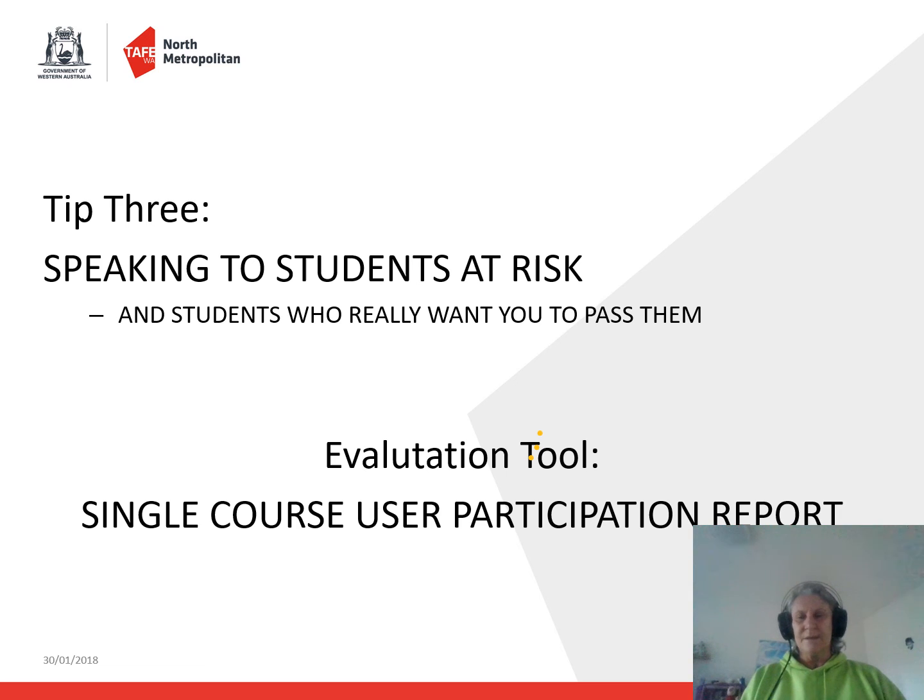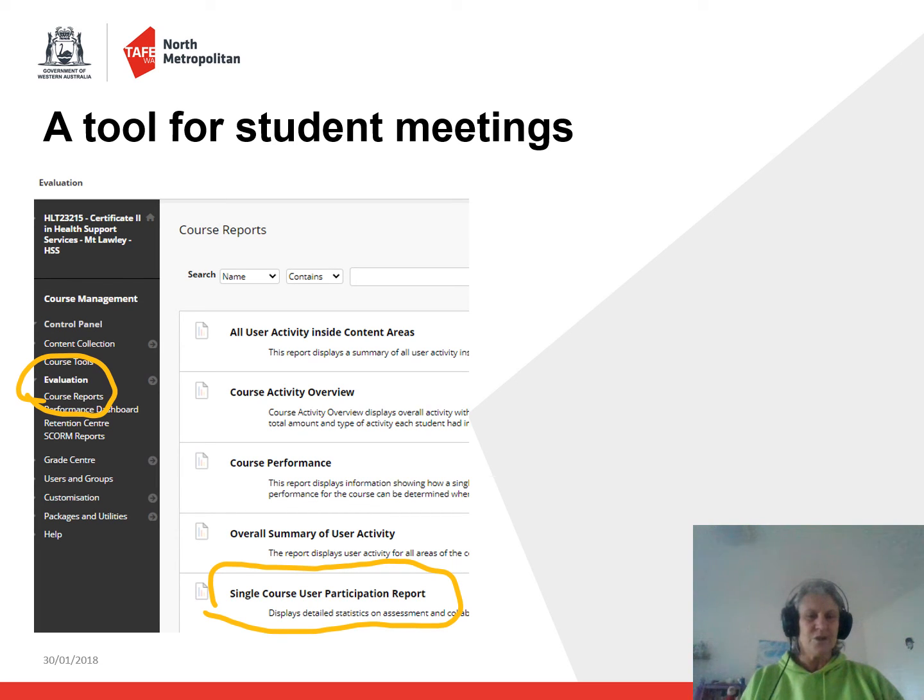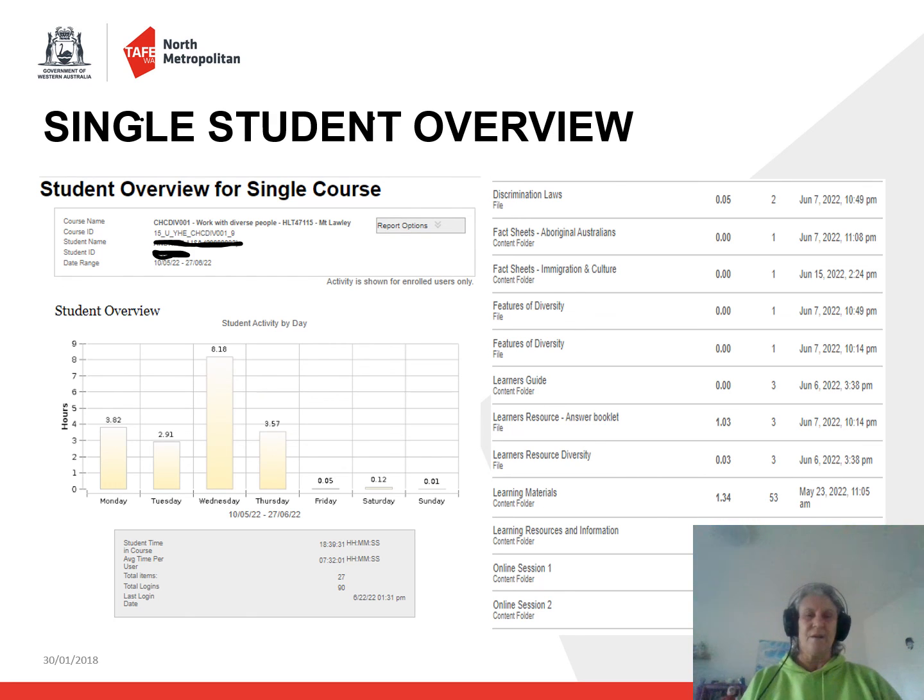So going into that same place, evaluation, course reports, right down to single course overview participation report. Now what this does is it gives you a breakdown of how many minutes the students have been in that unit. It tells you, did they click on this link? There's a little thing that says yes they did, and how many times they clicked on that link. So for example, anyone that teaches diversity, there's some assessment related documents that the students are supposed to use to answer the questions. This tells us, did they open those documents?